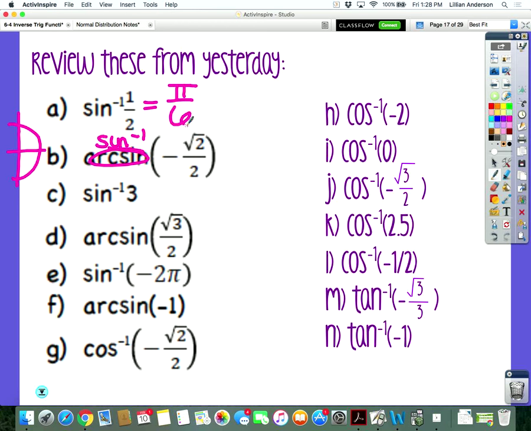The next one, arc sine, aka sine to the negative 1 of negative root 2 over 2. That would be where, Caleb? I don't know. I didn't do it. No, wait, hold on. You can still do it though. Okay. Where is sine negative? On quadrant 4, down the bottom. And remember, there's 3 here. Where are always your root 2's? In the middle.